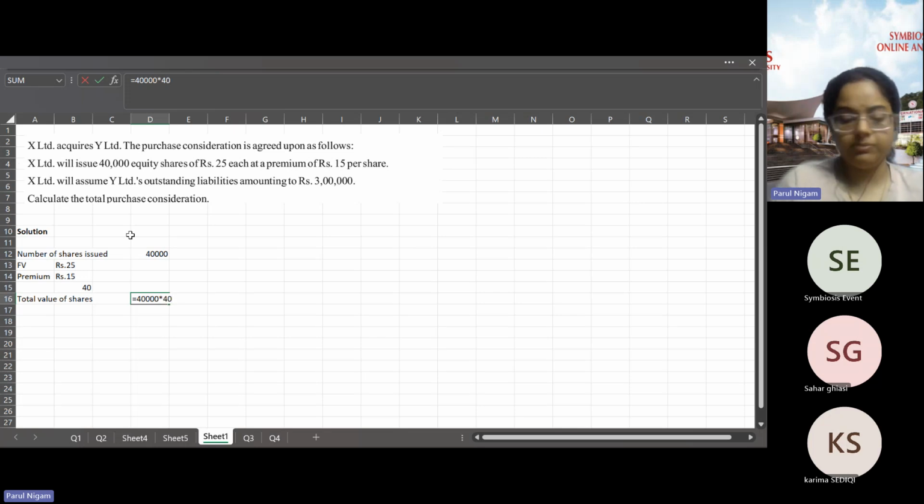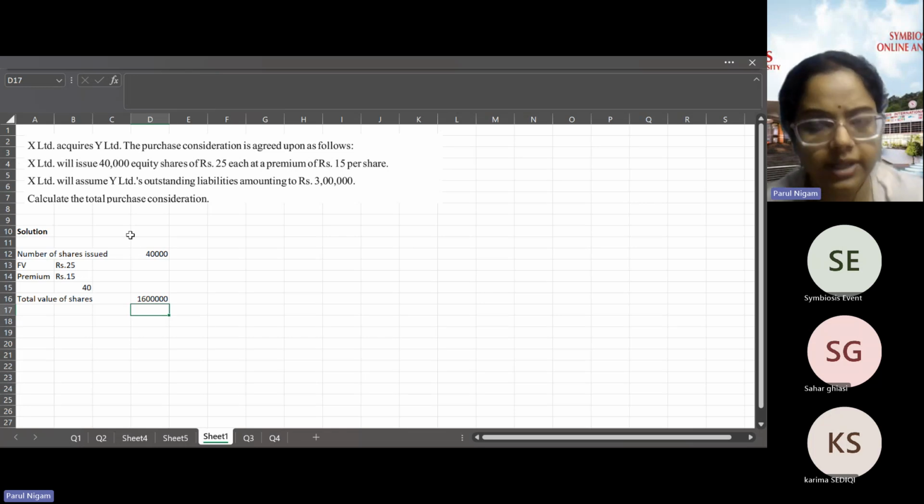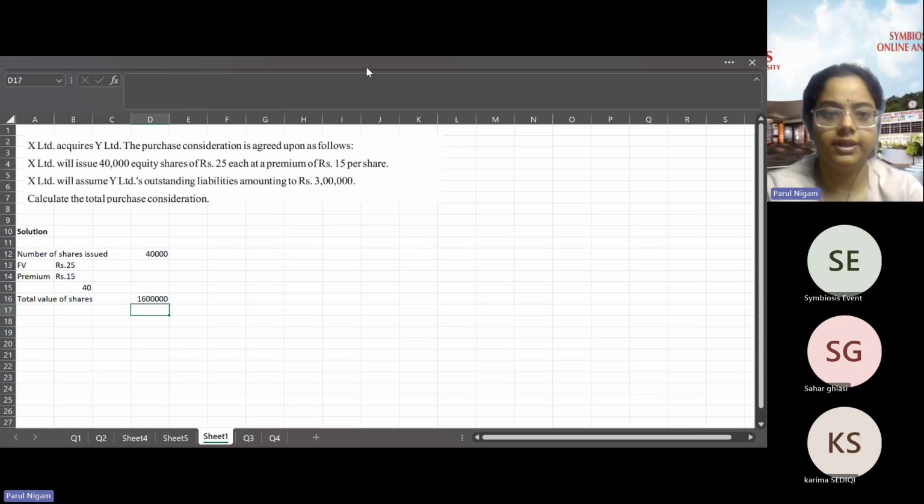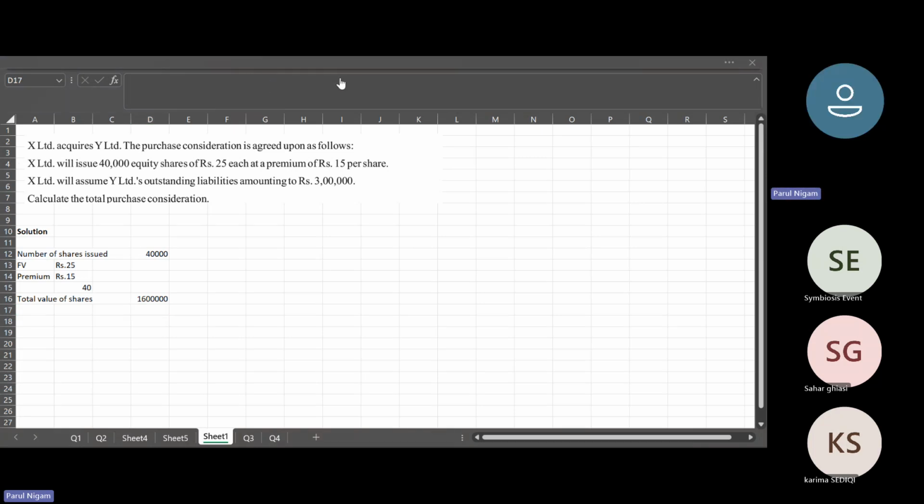You remember that premium concept from accounting from share capital, which we have done, I think. Unit 5 was there. In Unit 5, we have basically done this accounting for shares and everything. Over there, we have studied this concept of premium. Okay. So number of shares issued is 40,000 and total value of shares will come out to I think 16 lakhs.